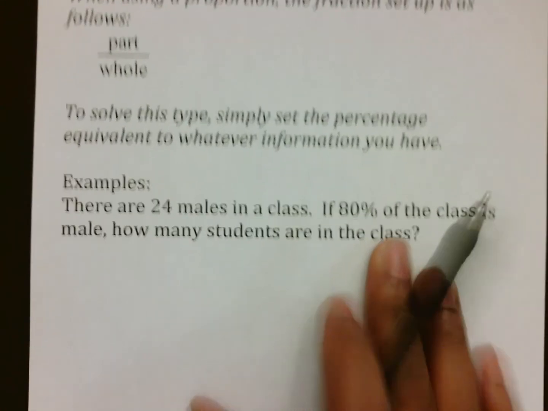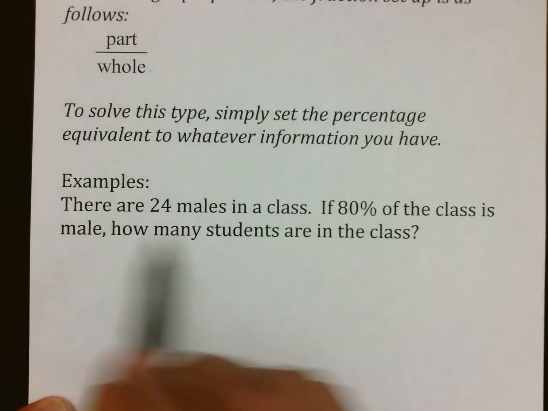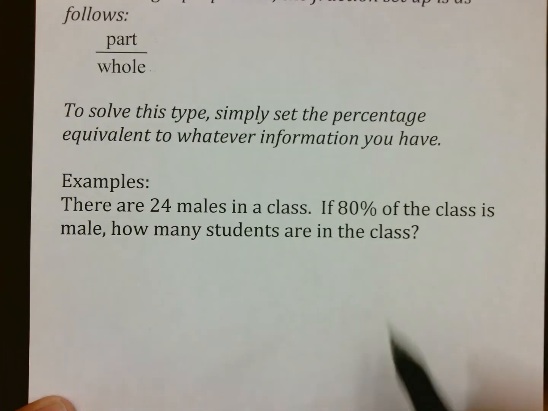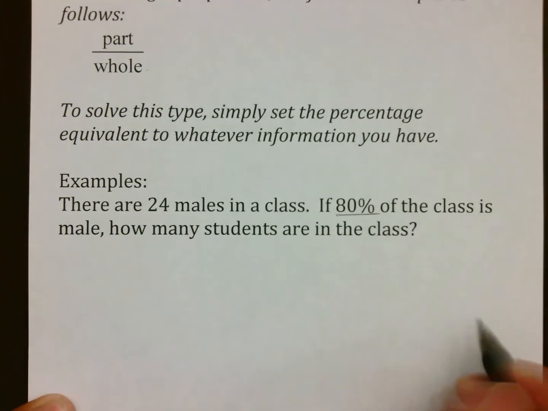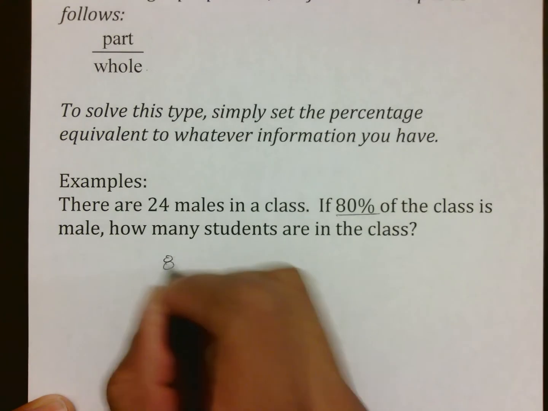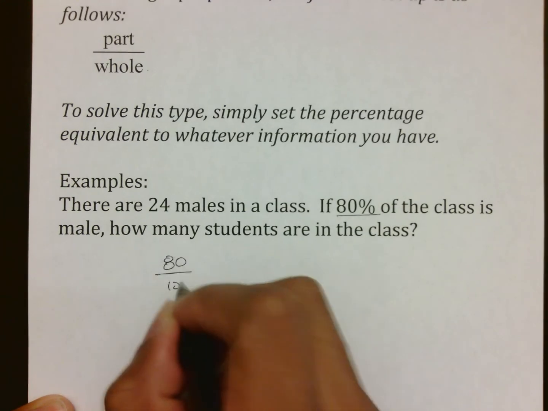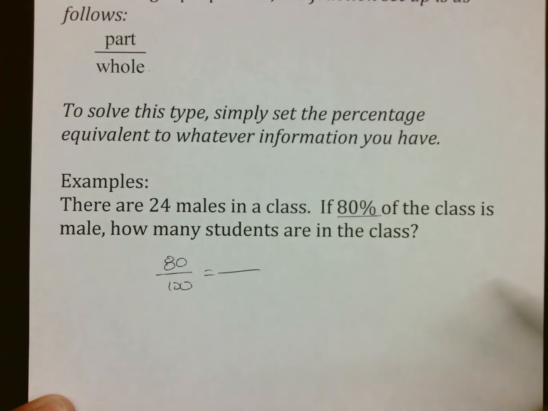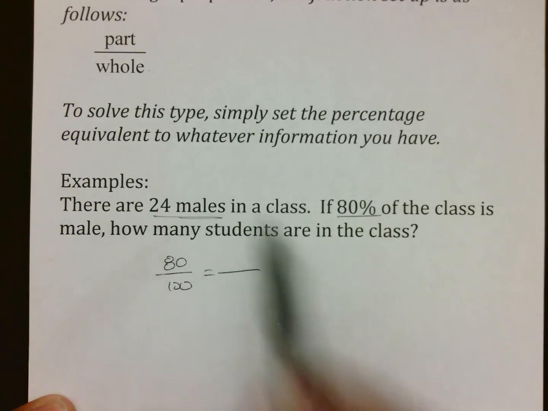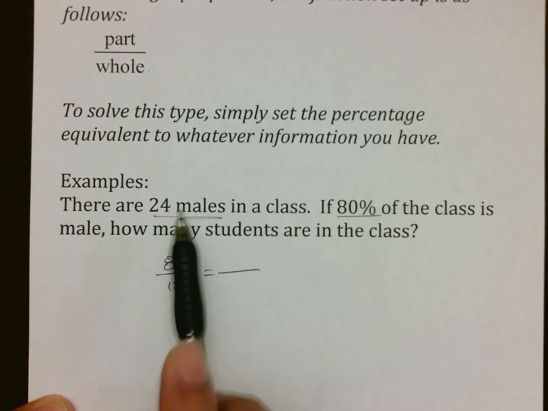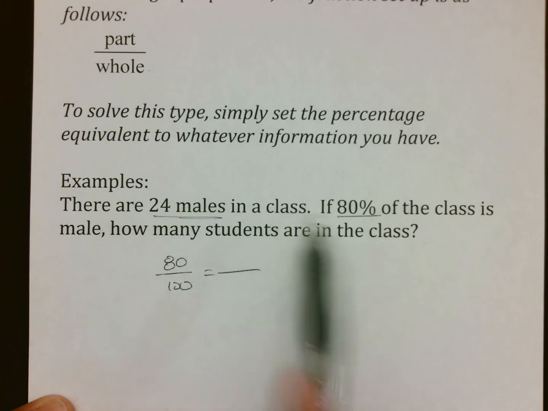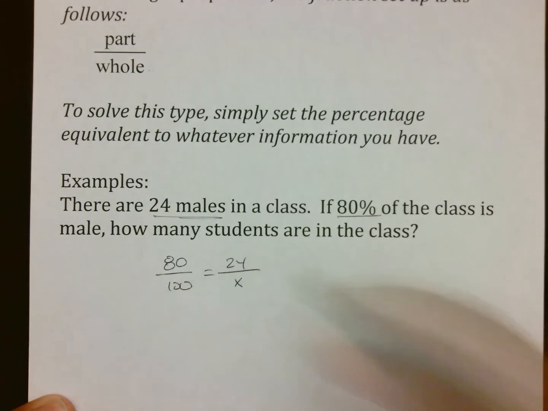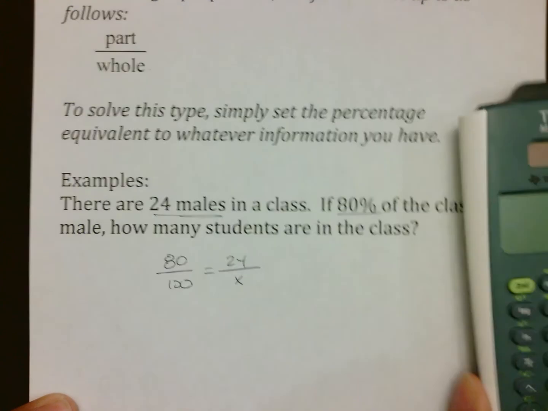So for example, 24 males in the class, 80% of the class is male. How many students are in the class? This right here, 80% of course can turn into 80 over 100 equals, and again, now you have part over the whole. Well, there are 24 males in class. This is not the whole piece. This is a part of the whole class, which means 24 males should go here, which means the whole class goes here, and so you use your proportions to solve it.